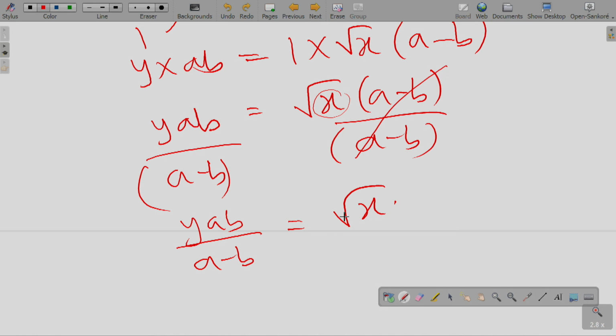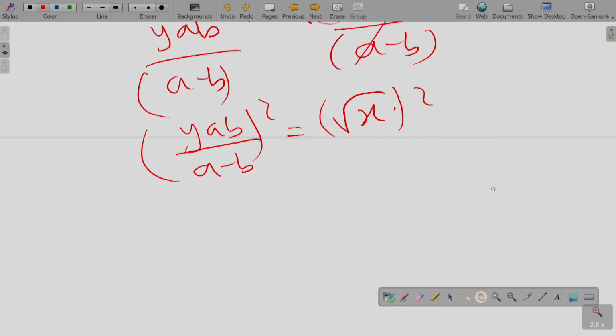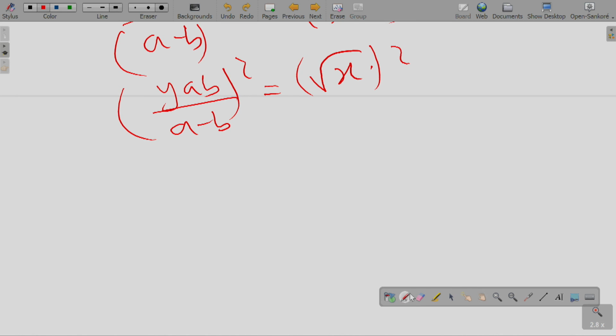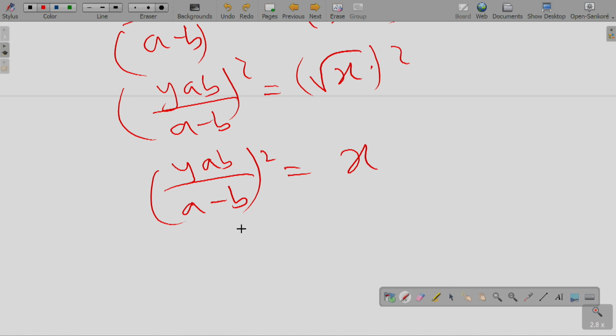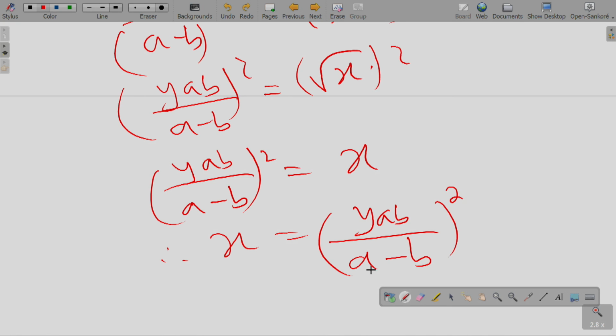So to remove this square root, I have to square both sides. So here I'll get yab over a minus b, all squared, is equal to x, and therefore x is equal to yab over a minus b, squared, and this is our answer.